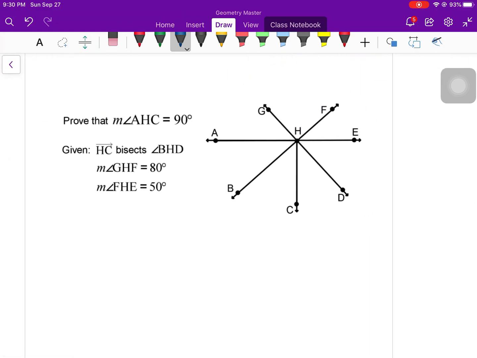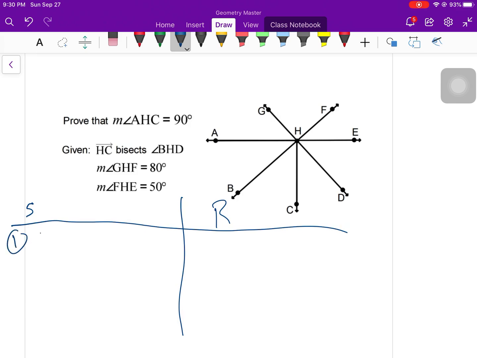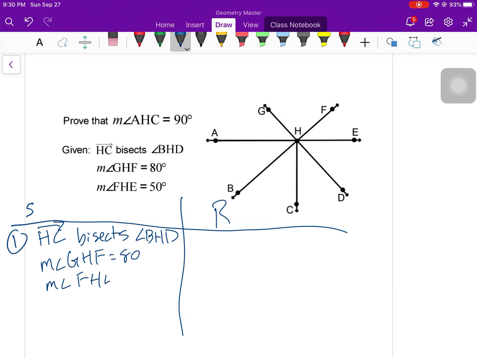So for this next one, we want to prove that the measurement of angle AHC is 90 degrees. So we're going to start with our statements and our reasons again. Number 1, we are given that ray HC bisects angle BHD. The measurement of angle GHF equals 80. The measurement of angle FHE equals 50. Free points right there. First statement, first reason are always free points.